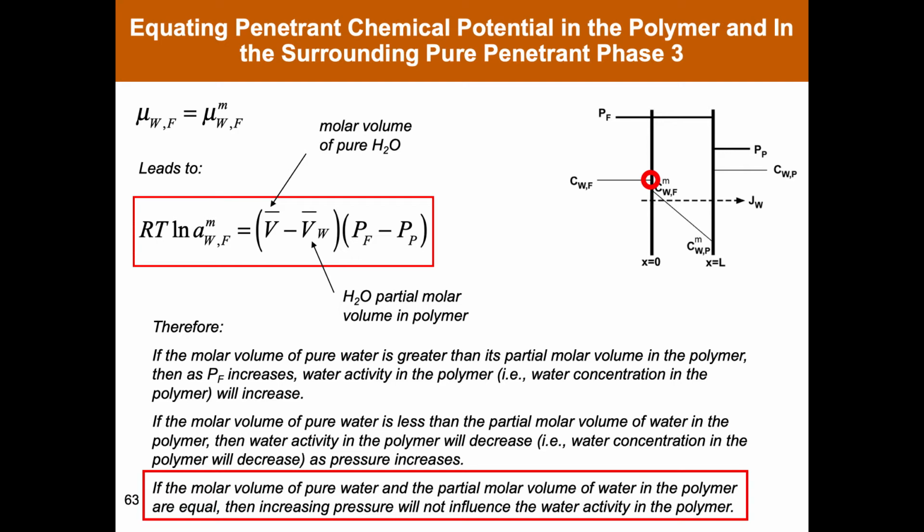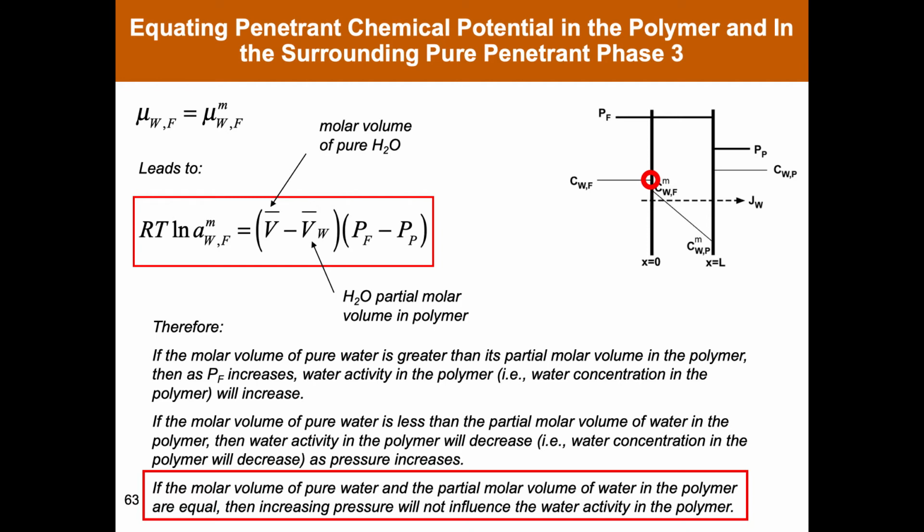this activity term in the membrane, depends on the difference between the molar volume and partial molar volume of water times the pressure. And so if the molar volume of the solvent, or water, is greater than its partial molar volume in the polymer, then as the pressure increases, the water activity, that is the water concentration, will increase a little bit. Remember that example with the neoprene and chlorobenzene? If the molar volume of pure water is less than the partial molar volume, then as you run the pressure up, the concentration, the activity of water, and therefore the concentration of water will decrease a little bit.